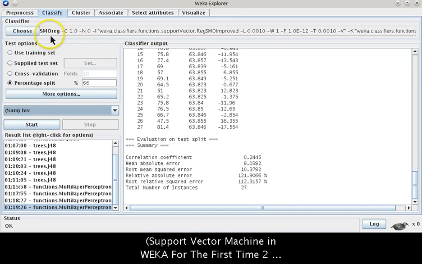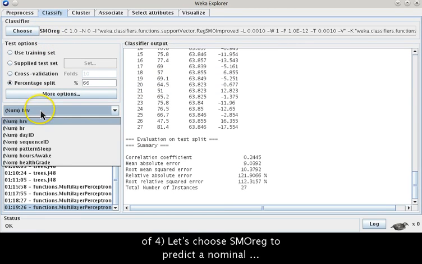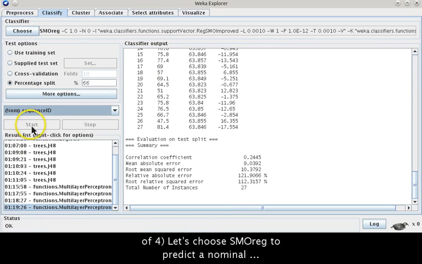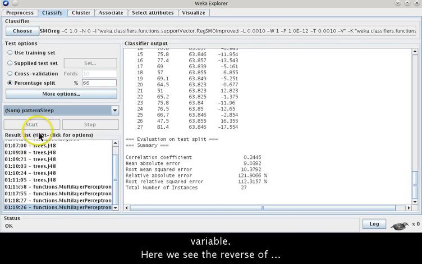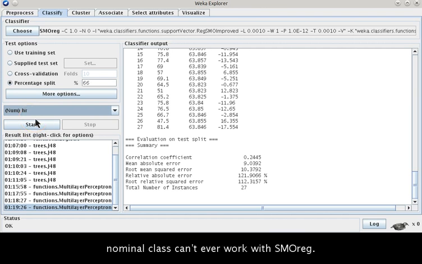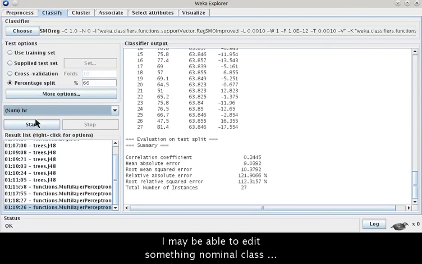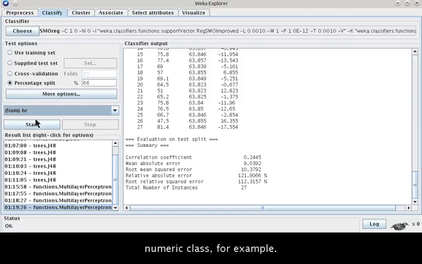Let's choose SMOreg to predict a nominal variable. Here we see the reverse of before. This algorithm won't accept nominal class, but it will accept numeric class. Another introductory lesson: this doesn't mean what's nominal class can't ever work with SMOreg. I may be able to edit something nominal just by opening the data file and representing the data differently and saving the variable, this time as a numeric class, for example.